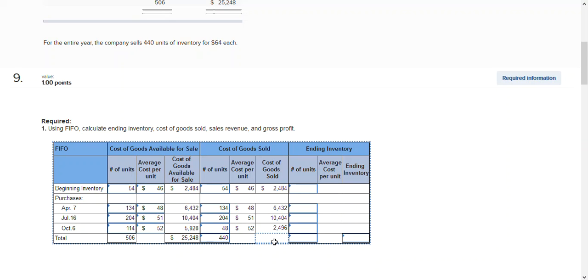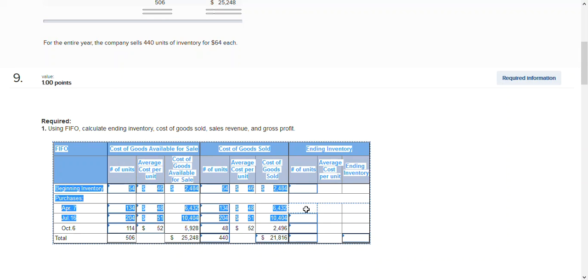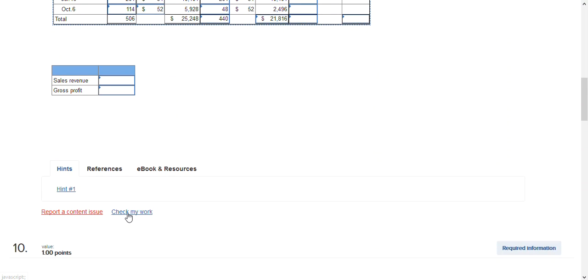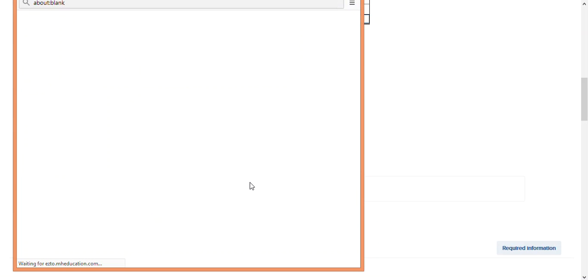It looks like they want us to add these things together, so let's try that. We've got 2484 and 6432 and 10,404 and 2,496. Each of those layers adds up to our total cost of goods sold, which is $21,816. Let's check our work before we go forward to make sure we don't have any strange errors in our spreadsheet.